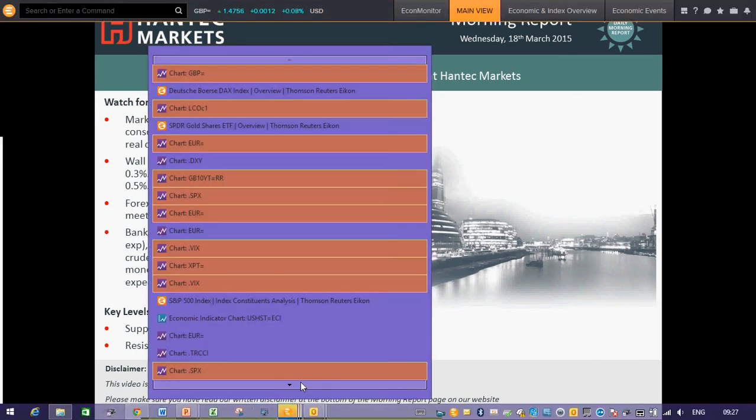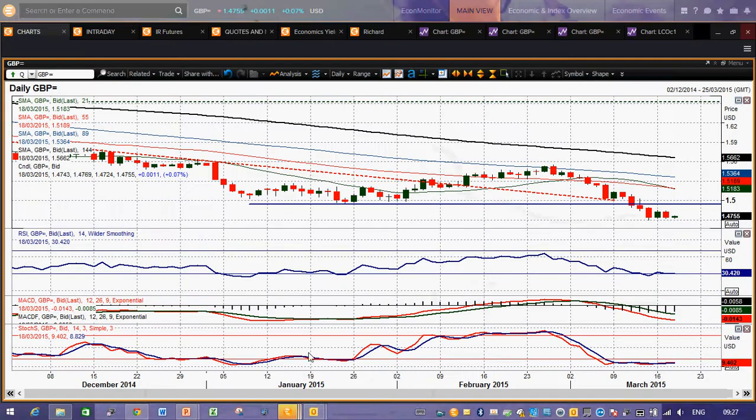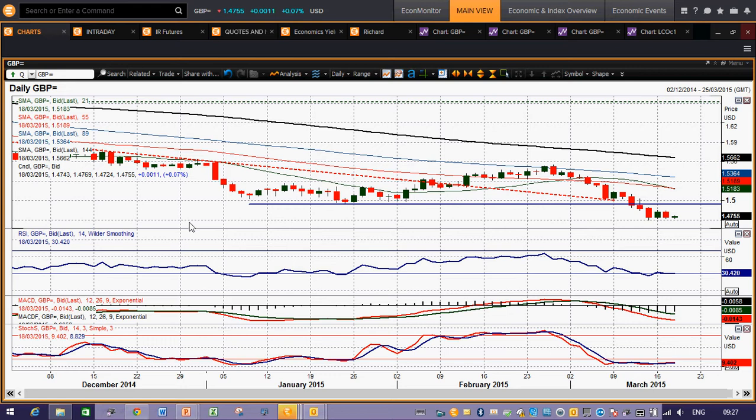I'm going to move on to cable now, and the cable chart basically just retraced that bounce that we saw on Monday, yesterday, and the outlook remains weak across the board. This sequence of lower highs and lower lows just continues. You could argue a slight bit of consolidation in front of this FOMC meeting, but to be honest, cable is probably one of the charts that is more bearish moving into this meeting.